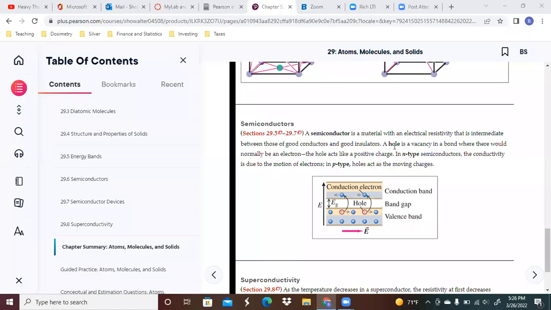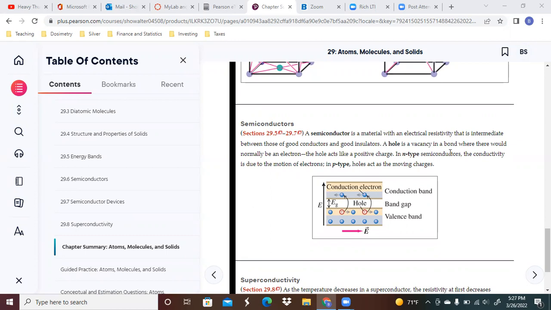This lecture is going to be over chapter 29, sections 5 through 7. We're going to be looking at semiconductors and how they work. So a semiconductor is a material with an electrical resistivity that is intermediate between those of good conductors and good insulators, hence the word semi.